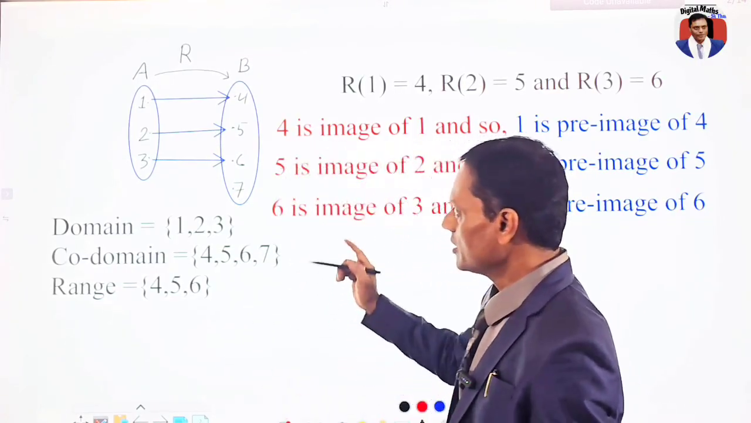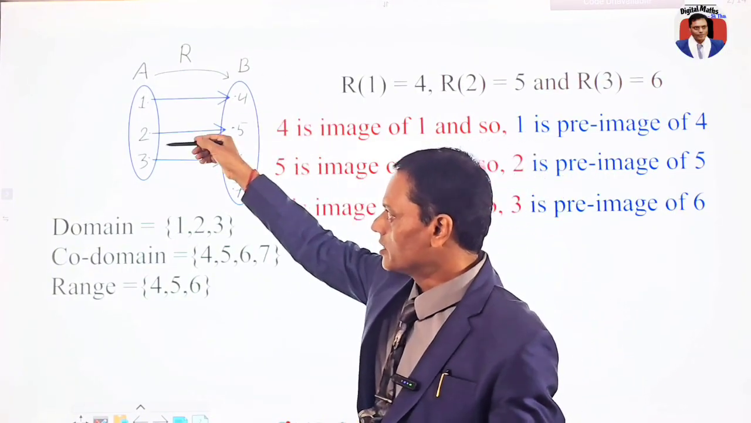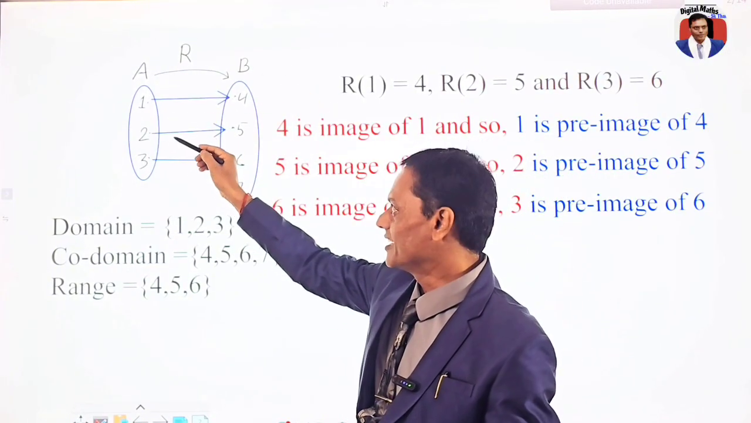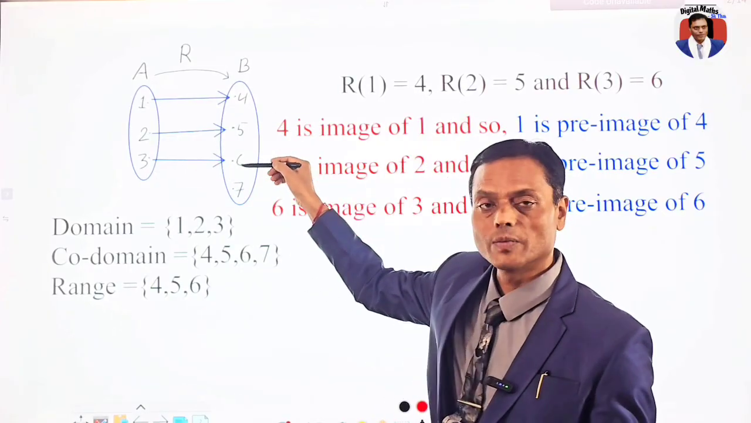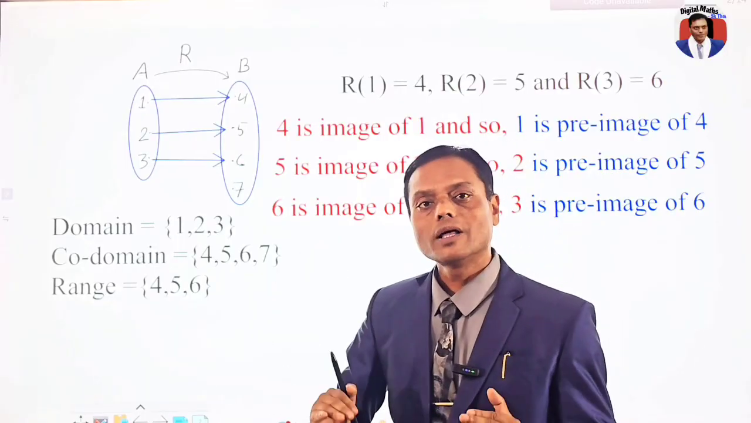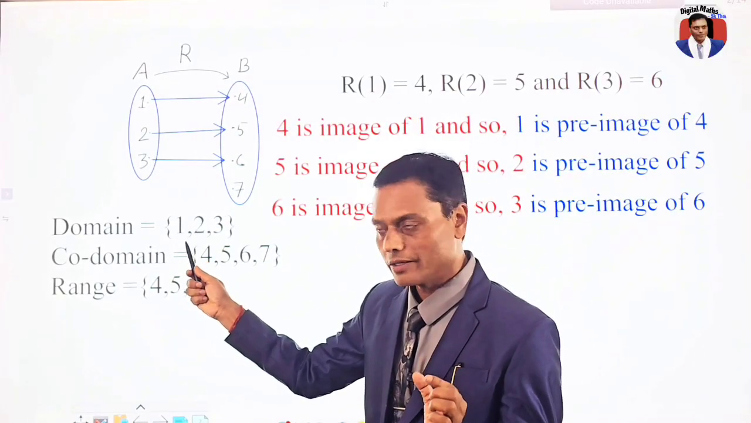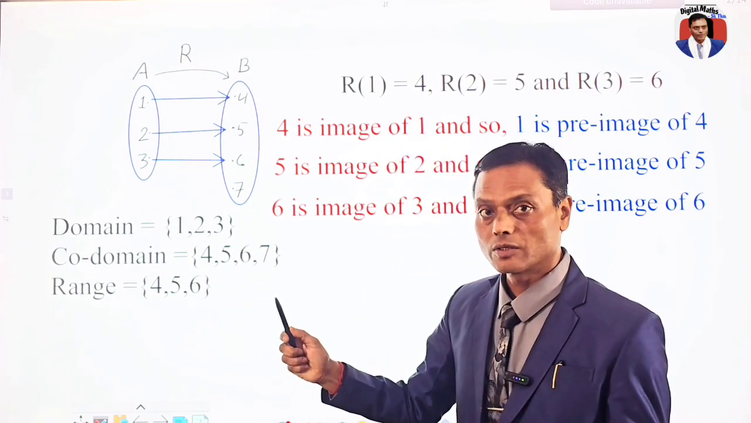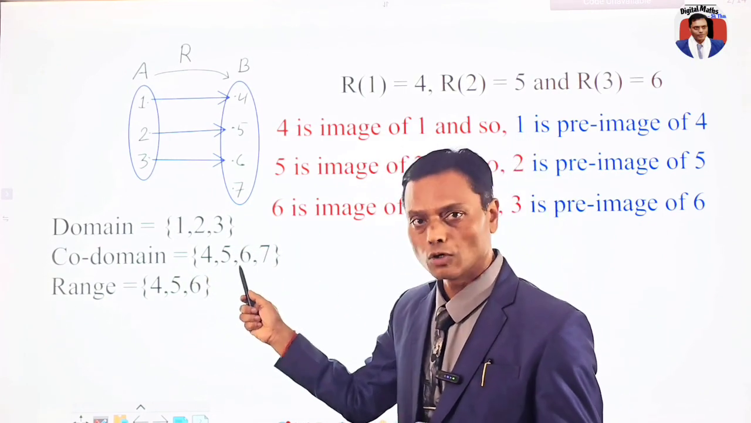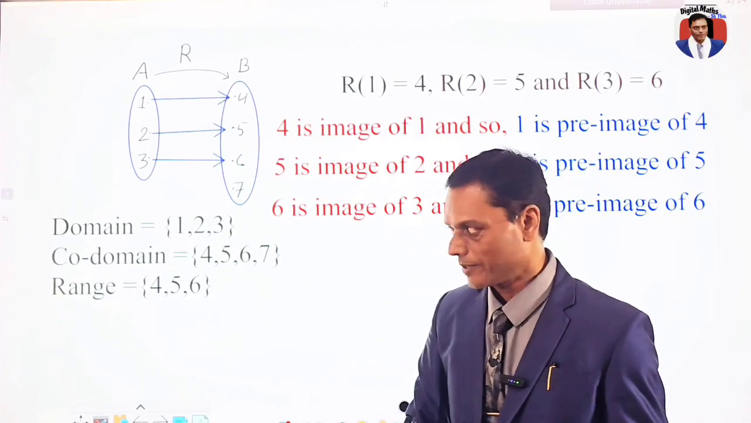So first of all, we can see here we have a mapping diagram, and we can see some elements are the members of the set A, and some elements are the members of the set B. So the set of all the elements of the set A is known as domain, and the set of all the elements of the set B is known as codomain. So domain and codomain are sets, not to forget that.